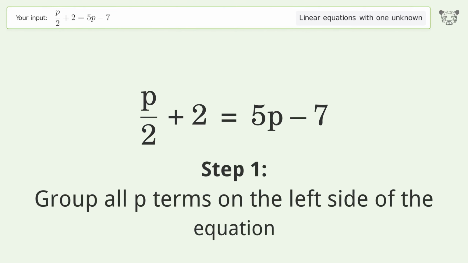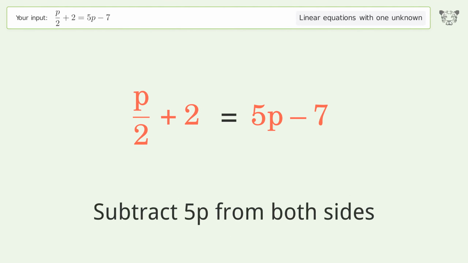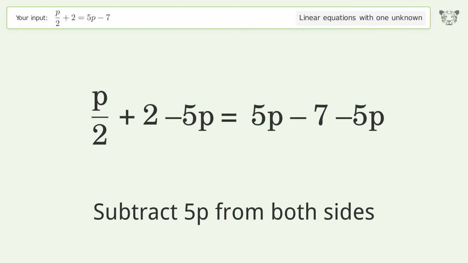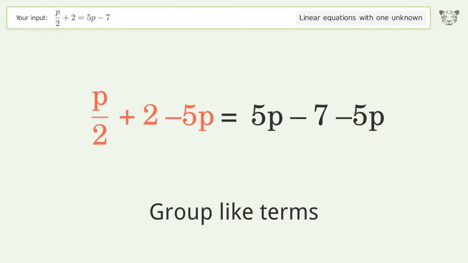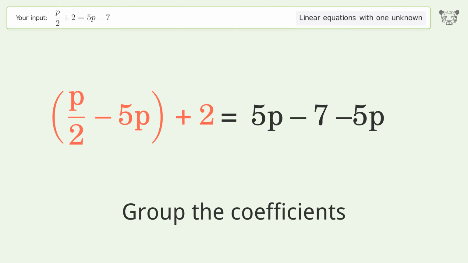Group all p terms on the left side of the equation. Subtract 5p from both sides. Group like terms. Group the coefficients.